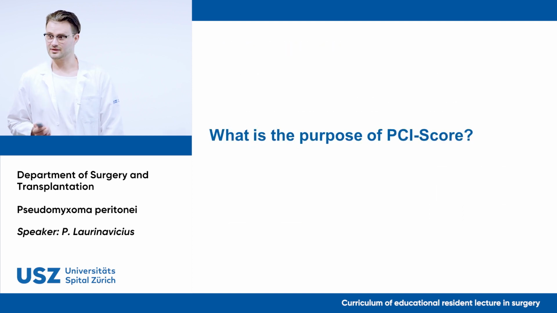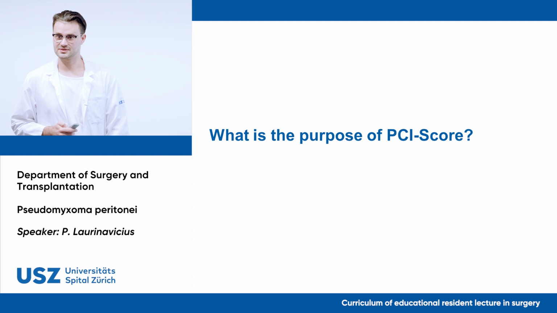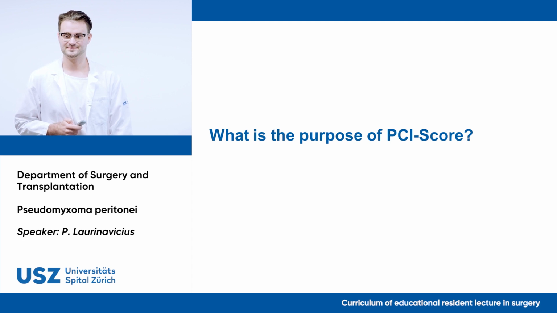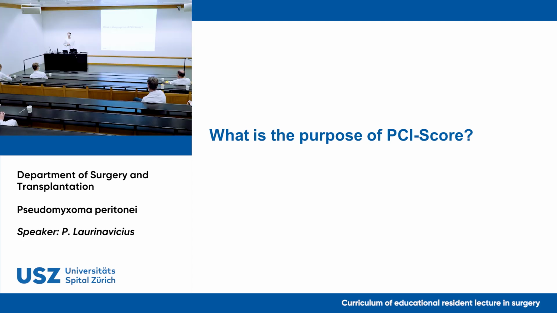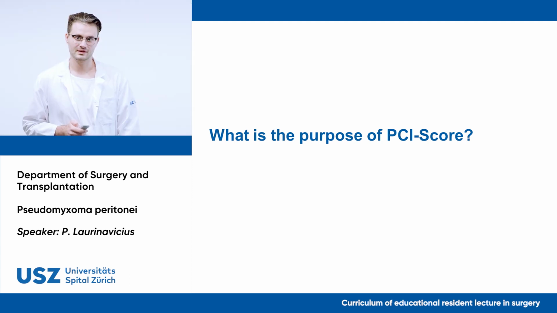And I would like to ask you, what do you think, what is the purpose of the PCI score? Well, the PCI score is to determine the extent of the peritoneal spread of the tumor. And depending on that, we can judge if the tumor, well, first of all, the prognosis, and then if the tumor is resectable. Yes, that is correct.